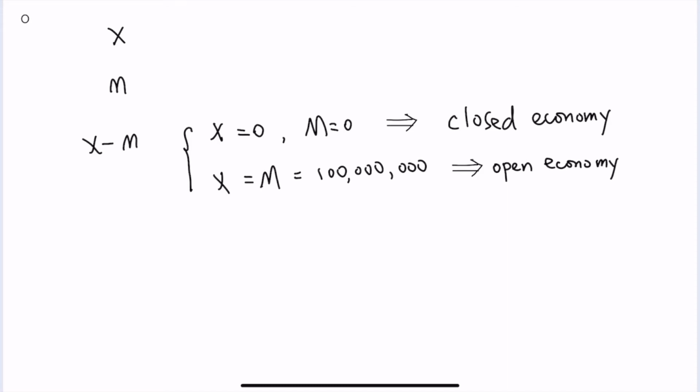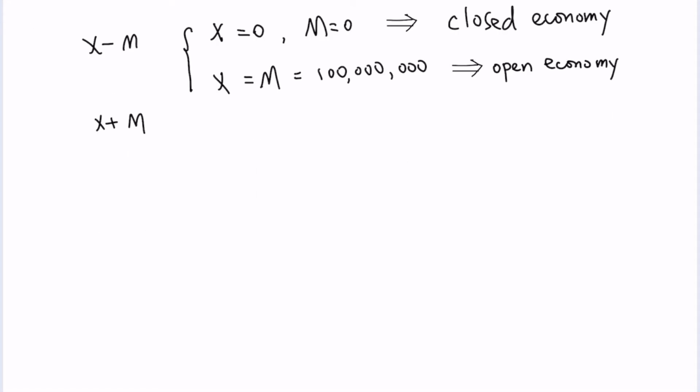You then say, okay, if that is the case, I just add them up. If we add them up, then this measurement shows the total amount of trade that a nation is involved in. In fact, it is a better measurement. We have to admit that, but there is still some problem with this measurement.